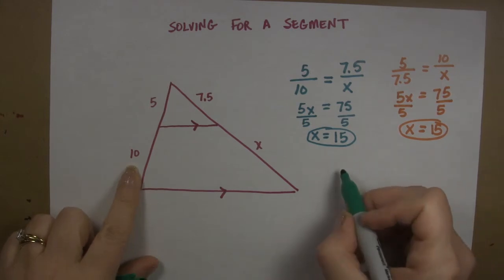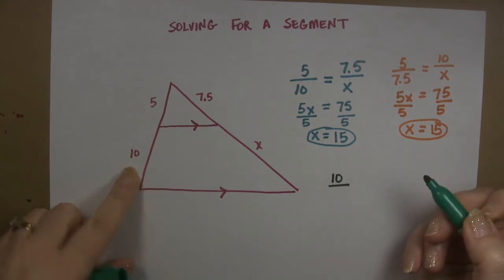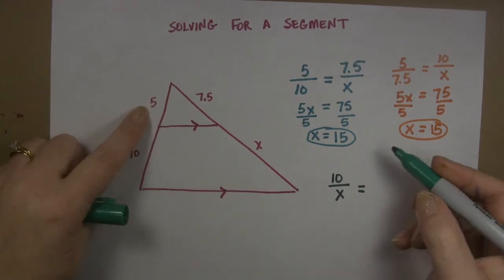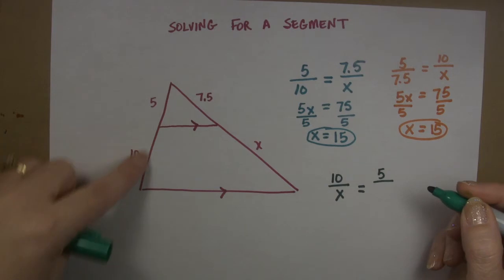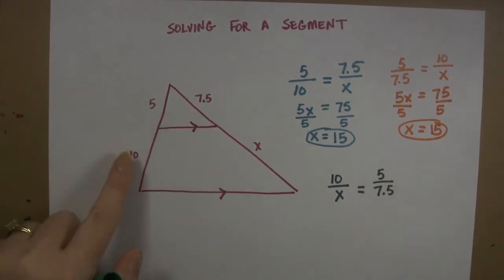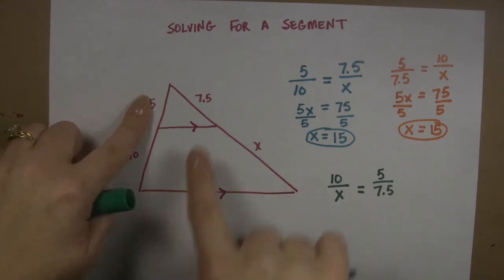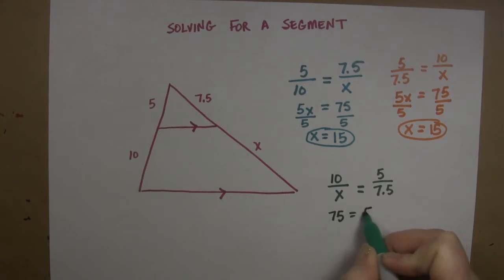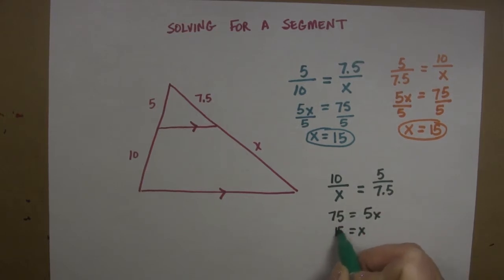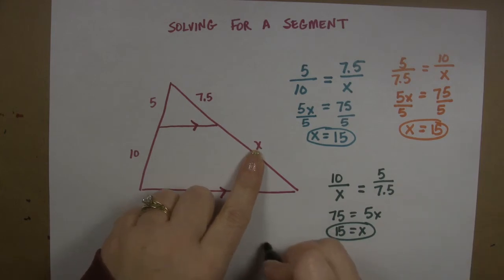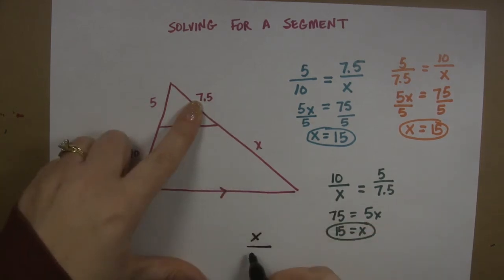I could say big 10 over big x equals big 5, that is over here, divided by 7.5, right? So I just did this side, then this side, this side, then this side. And if I do this, I get 75 equals 5x, and we know already that that gives me x equals 15.